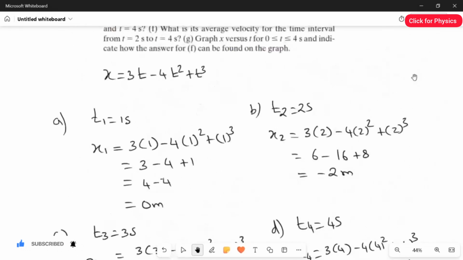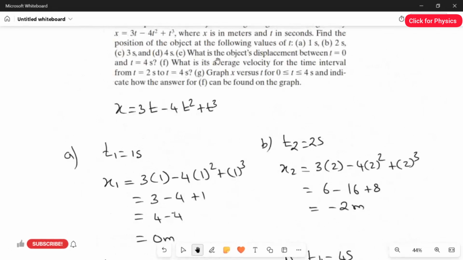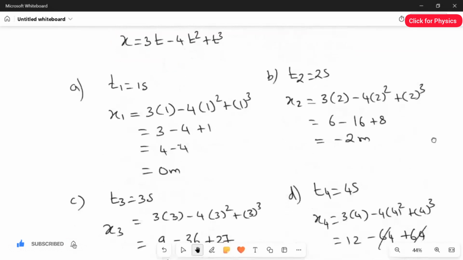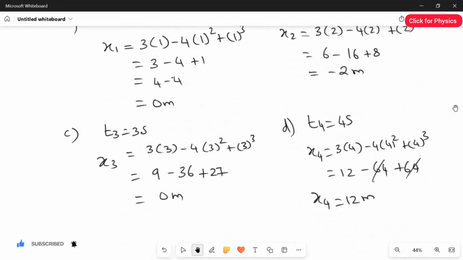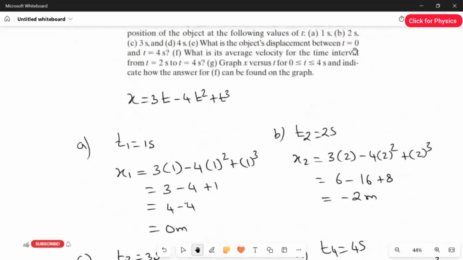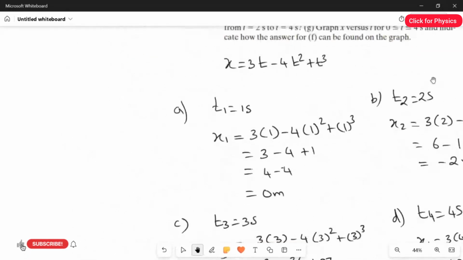Now we have to go back to the fifth question. What is given in the fifth question? What is the object displacement between t equal to 0 second and t equal to 4 second. For t equal to 4 second, we already got the position value, but we have to find it for t equal to 0 second. So let's use the same equation here for time t naught equal to 0 second. When you substitute 0 second in this, what will you get? Your x naught value will be 3 multiplied by 0 minus 4 multiplied by 0 square plus 0 the whole cube. What's the answer? Your x naught value is 0 meter.